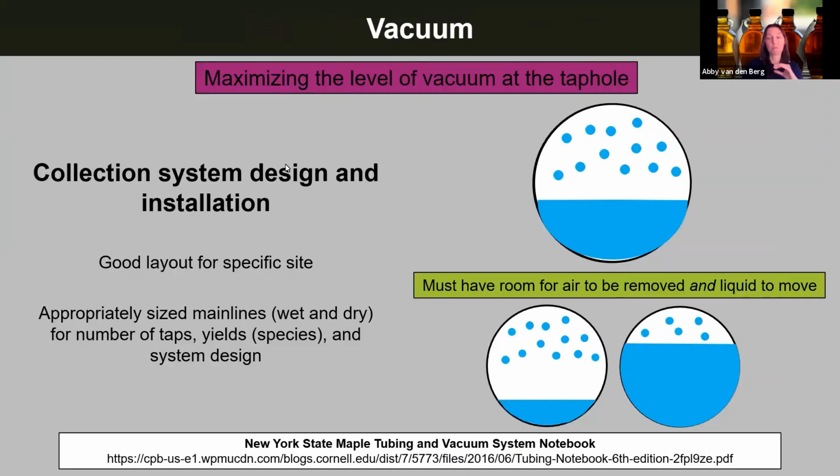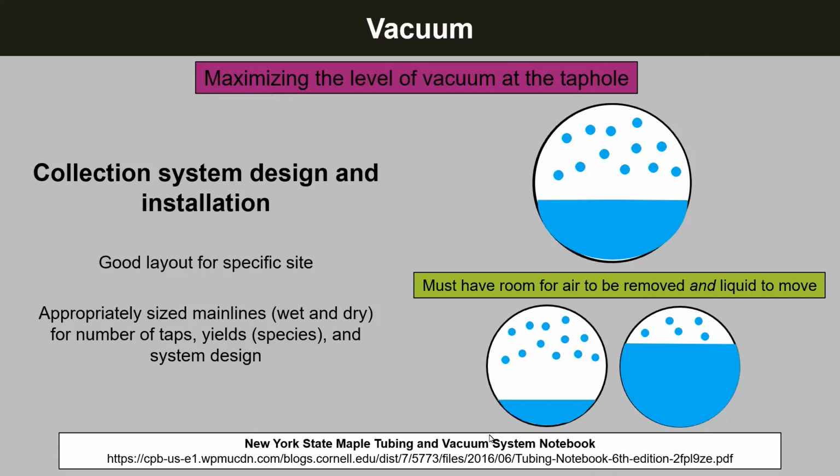So first and foremost, the single biggest factor to help maximize the level of vacuum at the tadpole begins with the design and installation of the collection system. Obviously, it's a huge topic, and so I'm just going to touch on a couple of things. But for any collection system design, I would suggest everyone go and read and refer to the New York State Maple Tubing and Vacuum System Notebook. This is an amazing resource. It is highly technical, very detailed, and gives you tons of background information on what is a well-designed tubing system and why that is a well-designed tubing system.